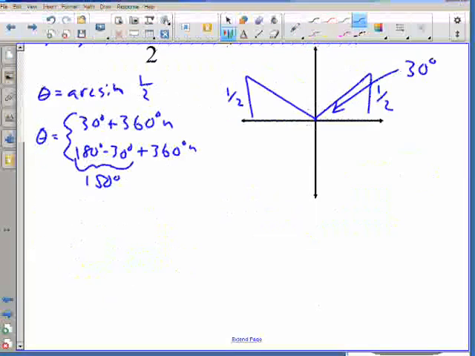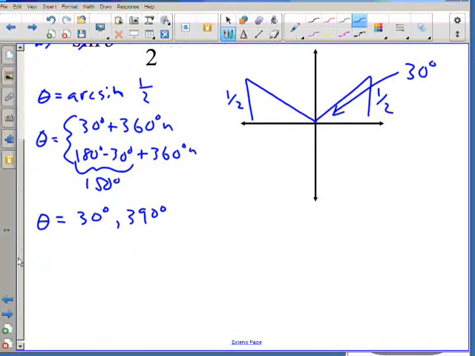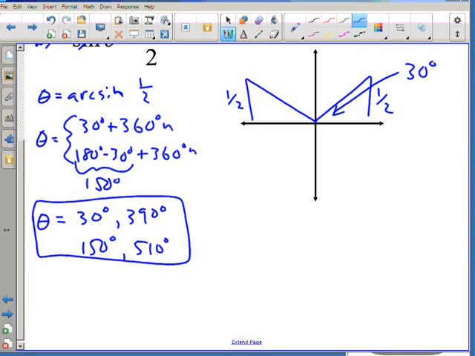So our values that we want are theta equals 30. If we add 360, we get 390. If we add it again, we'd get beyond our 720. So let's go back to that 150. Adding 360, we get 510. So all solutions from 0 to 720 would be listed here.